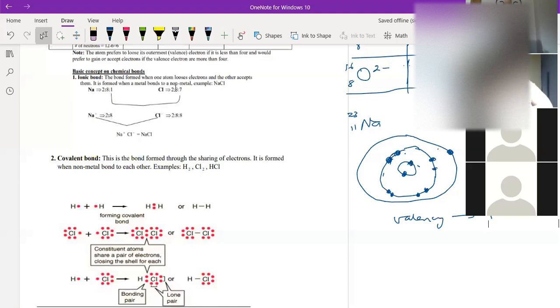Once sodium loses its outermost electron, chlorine gains it. Chlorine has a valency of seven, so it now becomes eight on the outside. So they are both happy. Sodium has eight on the outside, chlorine has eight on the outside. So we have sodium plus and chlorine minus, and together they form sodium chloride. That's an ionic bond: one loses, the other gains the electron, and they form a bond. That's how it is formed.